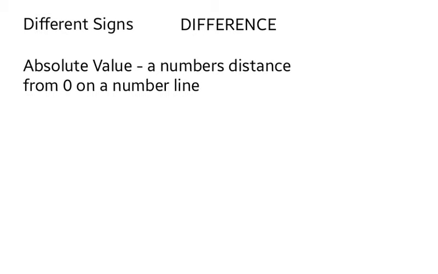Now, different signs is where it gets a little confusing. Different signs, we're finding the difference, so we're going to be subtracting. But we have to pay attention to something called the absolute value. And that's a number's distance from zero on a number line in order to get the right value on our answer.